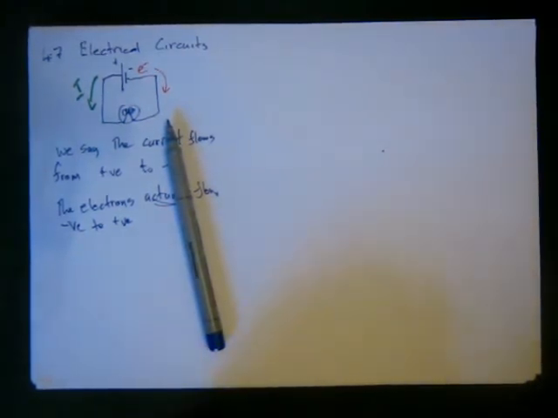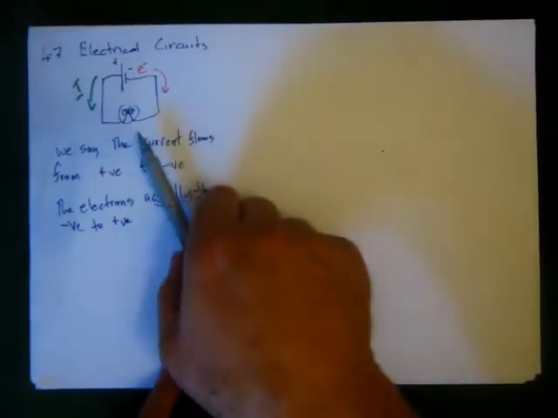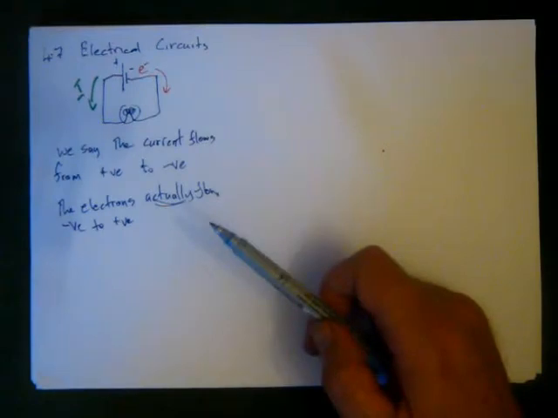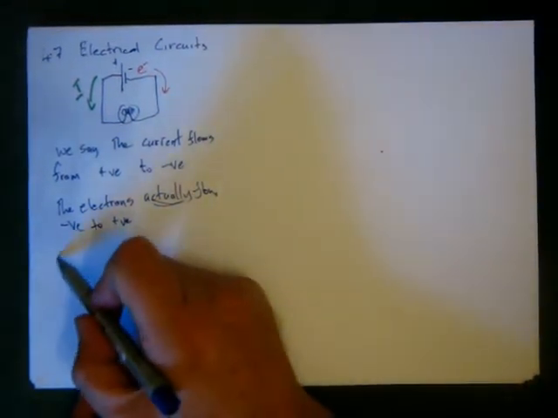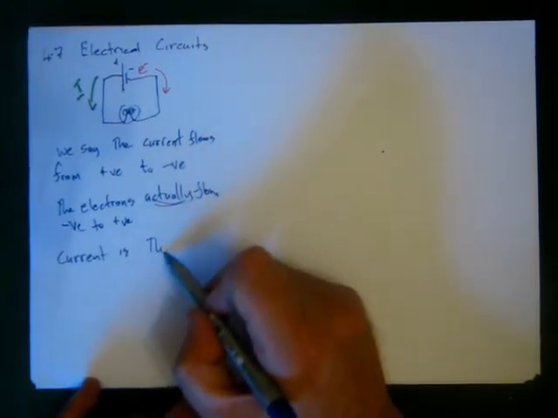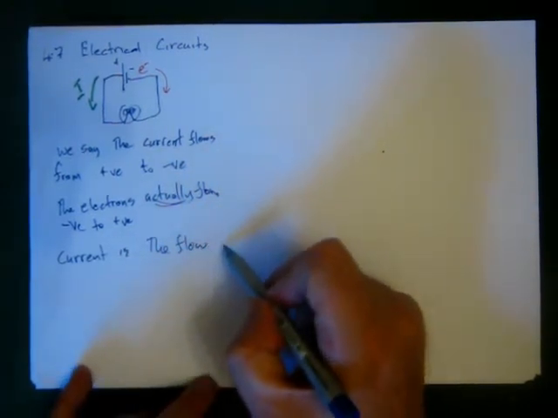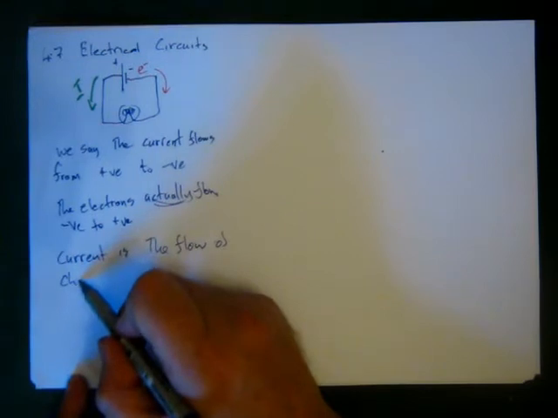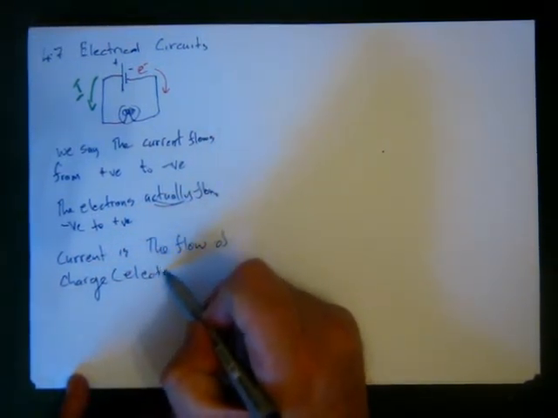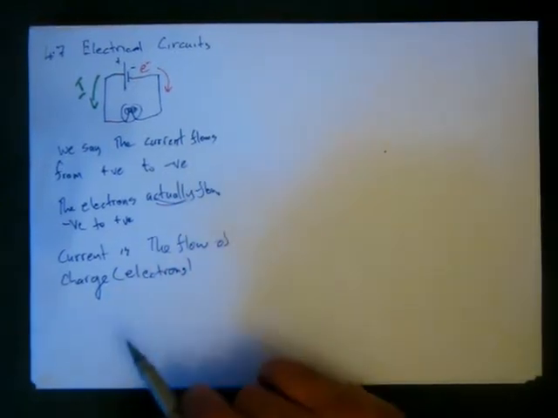So why would we say that? Why would we say the current goes this way when we know in reality current is a flow of electrons? Current is the flow of charge, and usually that charge is going to be electrons because they're small and easy to move. And the answer is very simple.